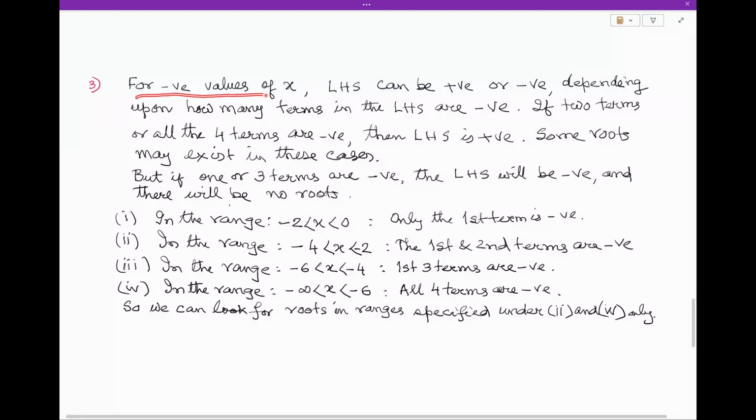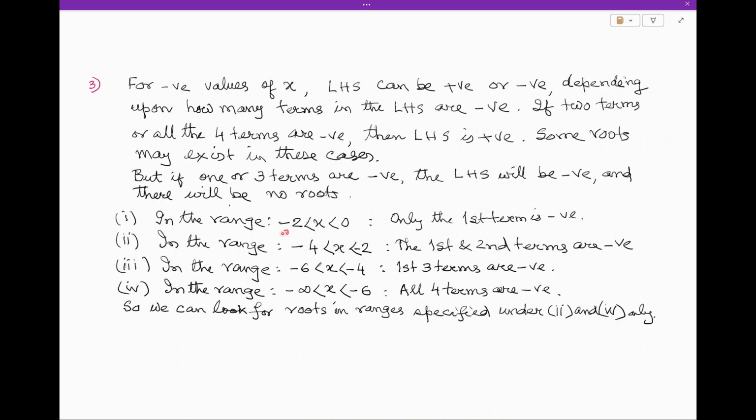For negative values of x, left hand side can become positive or negative depending on how many terms are negative. If 2 terms on the left hand side are negative or 4 terms are negative, then their product in the left hand side is positive and some roots may exist in these cases. But if one or three terms are negative, the left hand side will be negative and there will be no roots. Now let us examine the negative values of x in different ranges.